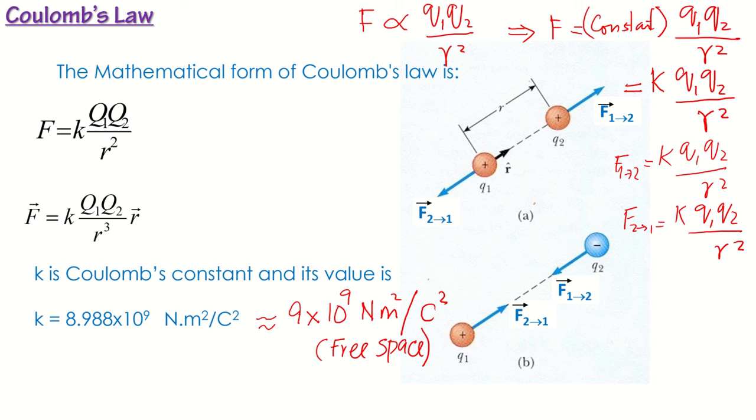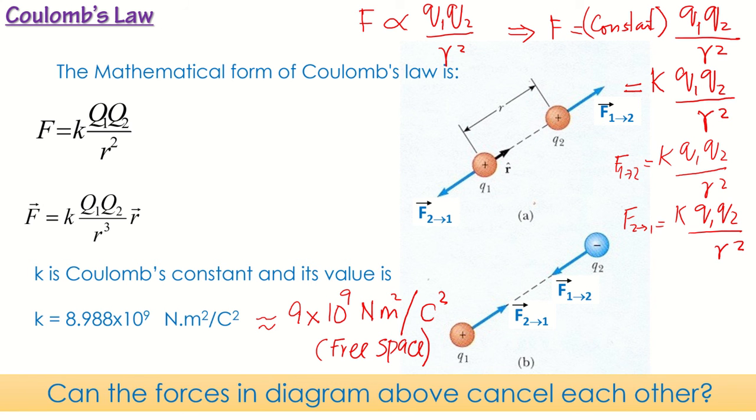They are also opposite. So you may ask a question: can the forces in the diagram above cancel each other? They are equal, they are opposite, but they don't cancel each other. The reason is that these two forces act on two different objects. When forces act on a single object, then the sum of the forces will be equal to 0. So these two forces don't cancel each other because they act on two different objects.